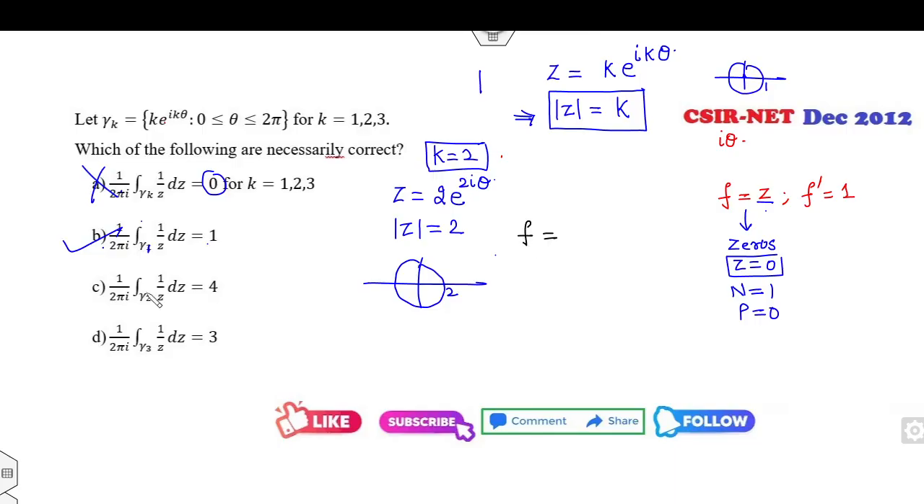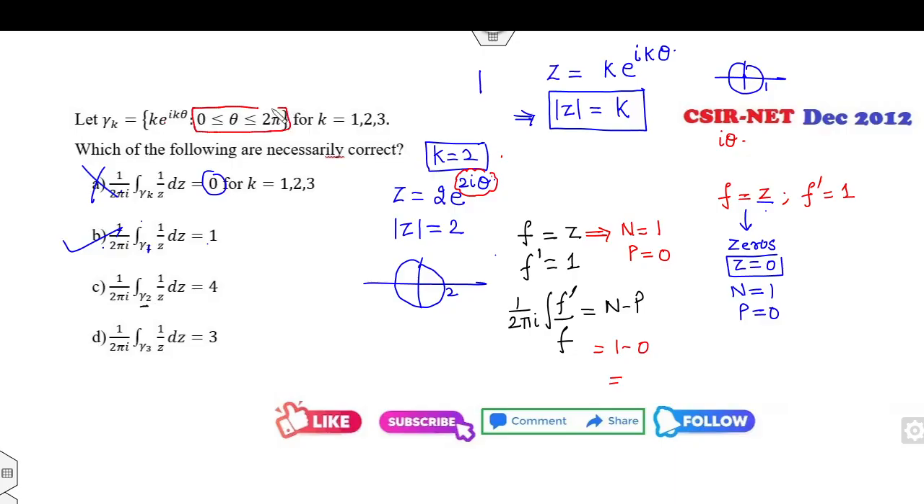Now again for gamma 2, f is z, f′ is 1. By the argument principle, the value of (1/2πi) times the integral of f′ over f is N − P. Can you find the number of zeros? It is 1. There is no pole, so it is 0. So the answer is 1 − 0. But you can see the angle is 0 to 2π, but it's 2θ. So the value of 2θ lies between 0 and 4π, which means two rotations. So the answer of this problem is multiplied by 2, so the answer is 2.